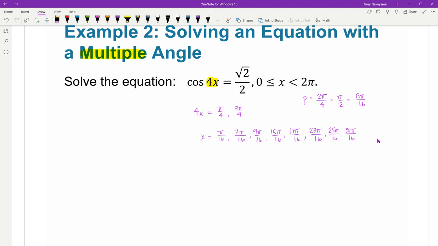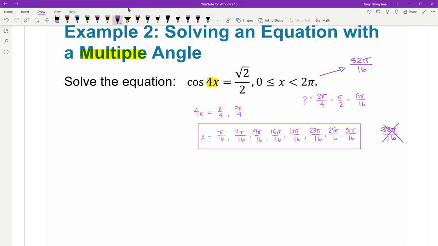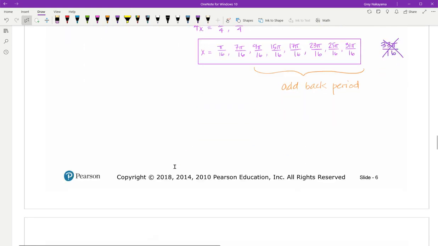And if you keep going, 25 pi plus 8 pi is 33 pi over 16. But I hope you realize that 2 pi is 32 pi over 16, because if I just multiply by 2. So it means this one is bigger than 2 pi, and it's not part of my answer. Okay? All of these extra ones, all I did was add back the period. Find the period and add it back. Again, a lot simpler than what you see in MyLab Math. So I hope you write that down.